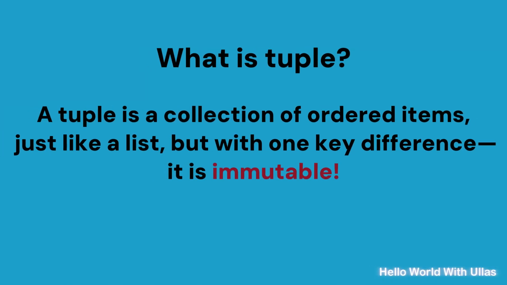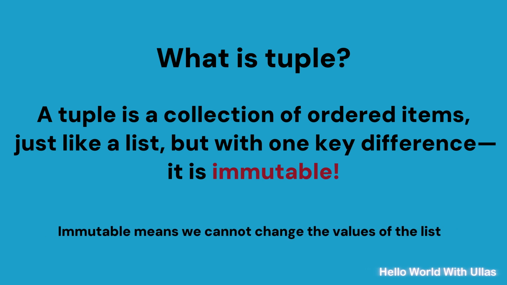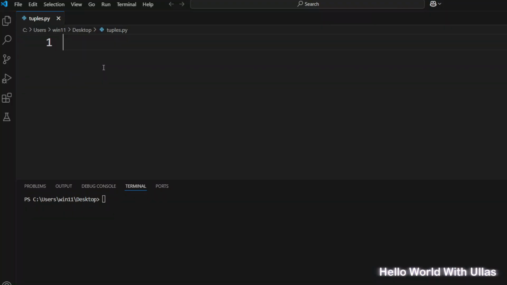What is a tuple in Python? A tuple is a collection of ordered items just like a list, but with one key difference: it is immutable. Immutable means we cannot change the values of the tuple. We can create tuples like this: numbers equals round braces. For a list we use square braces. For a tuple we use round braces. Inside this we can just mention the elements of that tuple.